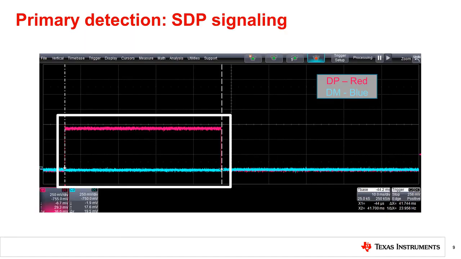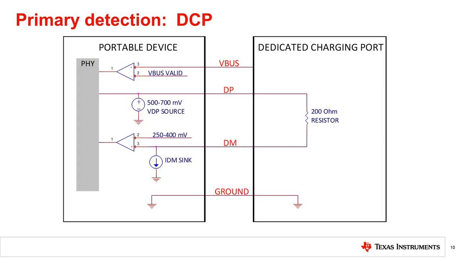As shown on the left-hand side of the scope plot, if the PD is connected to an SDP, the voltage on DM will be lower than DP. Secondary detection does not occur. If the PD is attached to a DCP, which shorts the DP and DM lines through a 200 ohm or less resistor, the PD will detect the voltage on DM is close to the voltage source applied to DP.